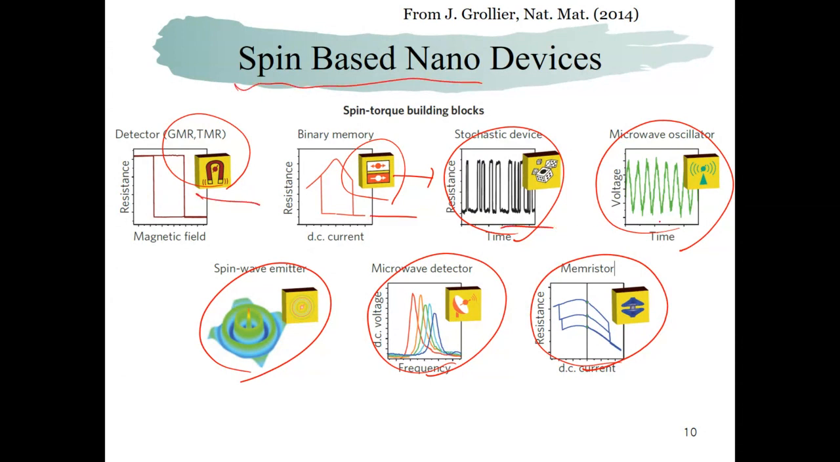All these small building blocks, we already make them. That means if we combine those nano devices, we can mimic the neurons. So people are actively doing such things.